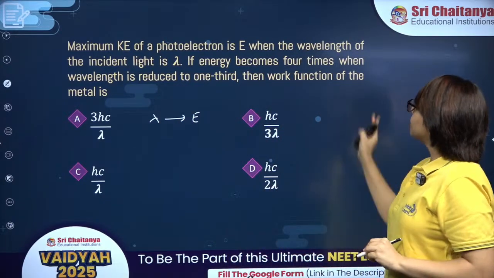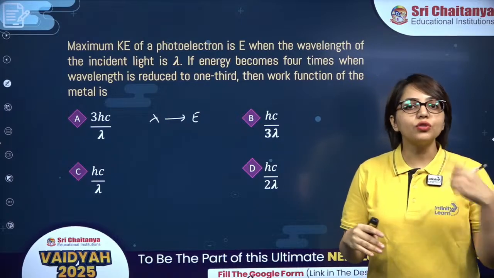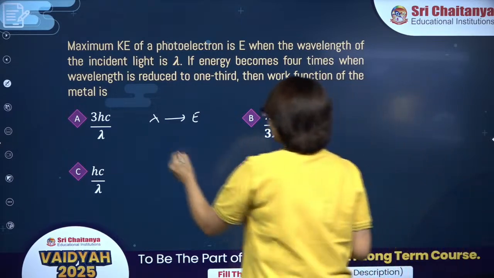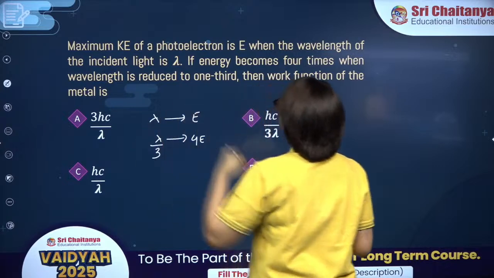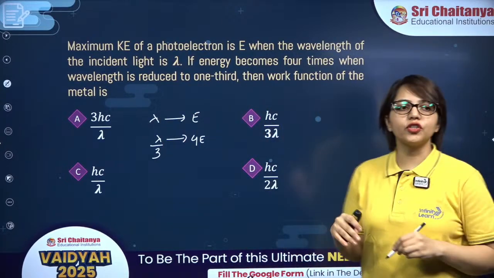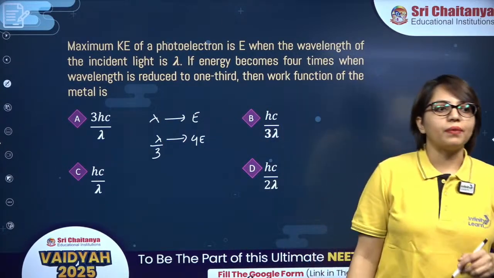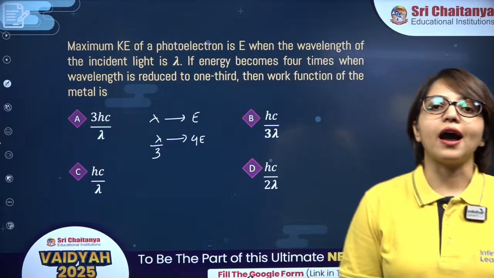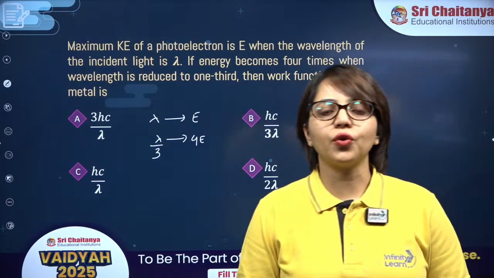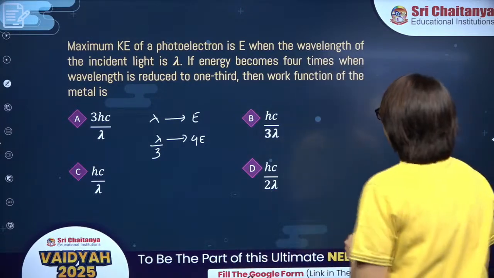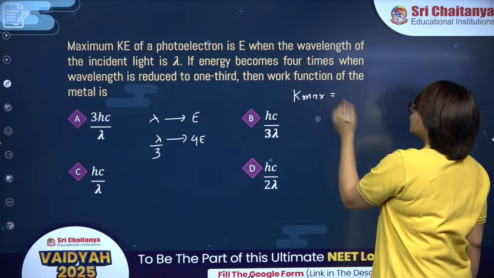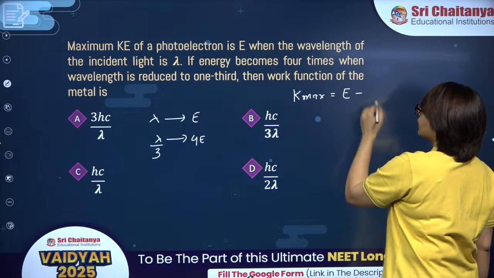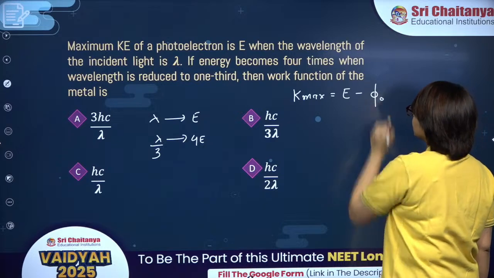Now the energy becomes 4 times when the wavelength is reduced to 1/3. So energy is 4E when the wavelength is lambda by 3. Then what is the work function of the metal? So you can apply Einstein's photoelectric equation, right? Over here we have K max is equal to E minus phi naught.